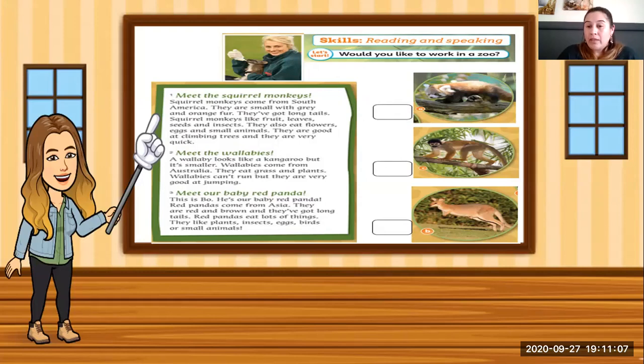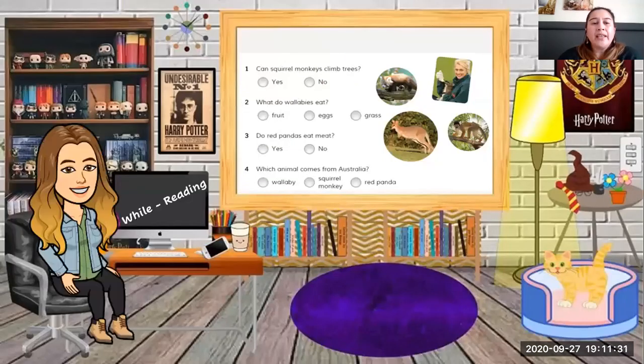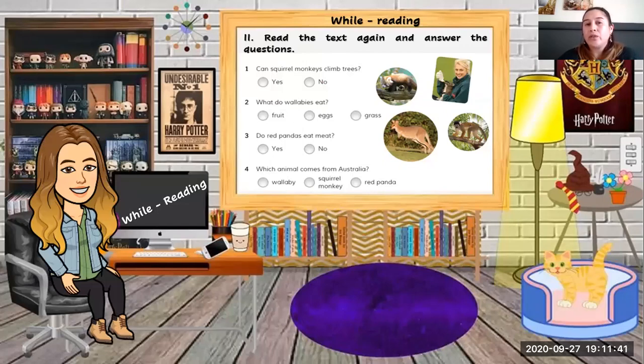Okay. Ya escuchamos nuestro texto. We already read and listened to the text. Ya escuchamos y leímos el texto. Remember, if you don't understand a word, you can use a translator or a dictionary. Recuerda que si no entiendes alguna palabra, puedes ocupar un traductor o un diccionario. Okay? Let's continue. Here, while reading, ya lo leímos, ¿cierto? And you have to answer the following questions. This is read the text again and answer the questions. Lee el texto nuevamente y responde las preguntas.